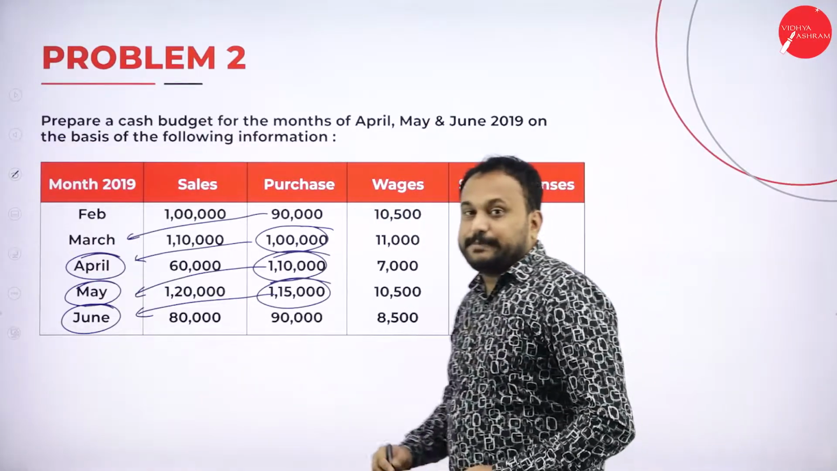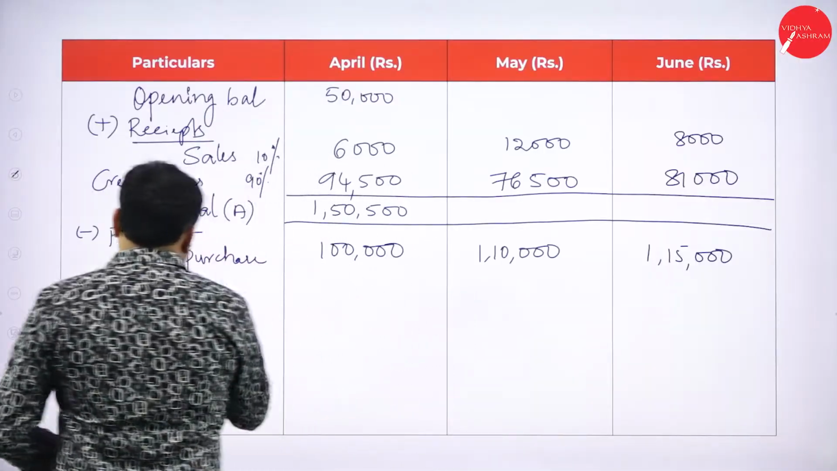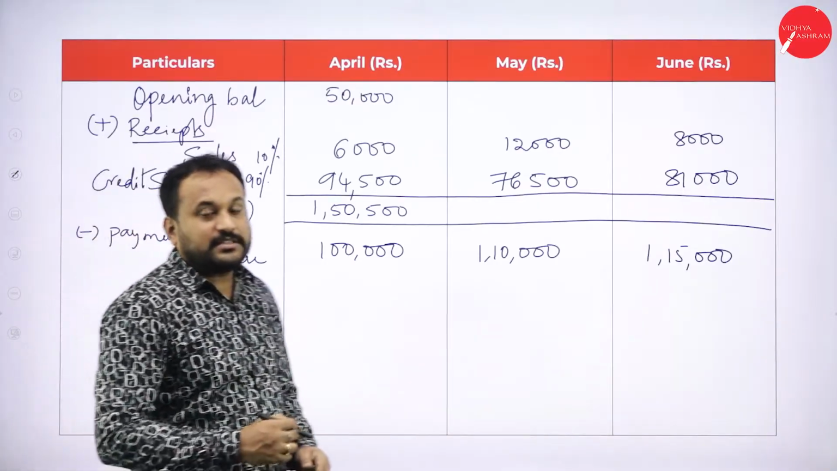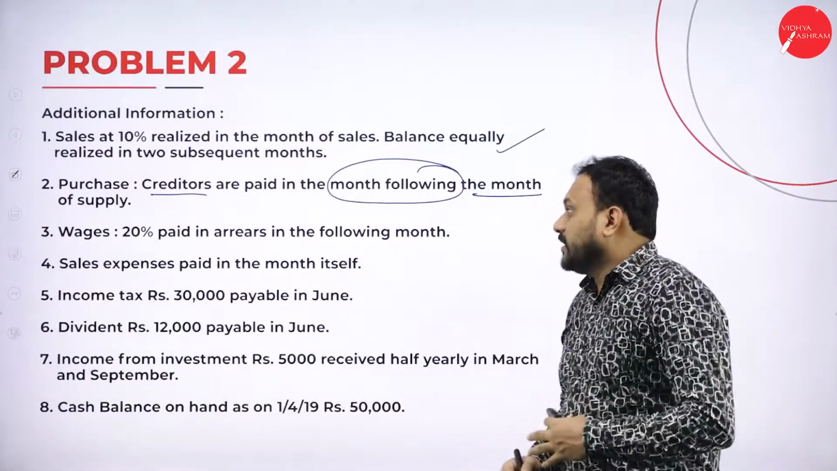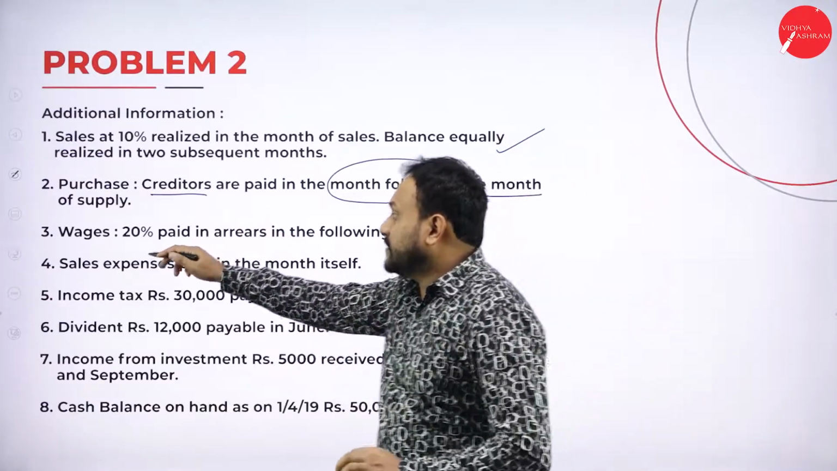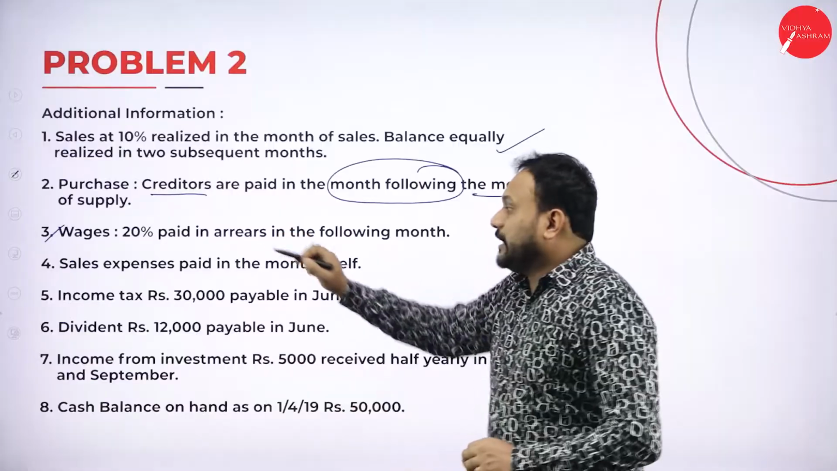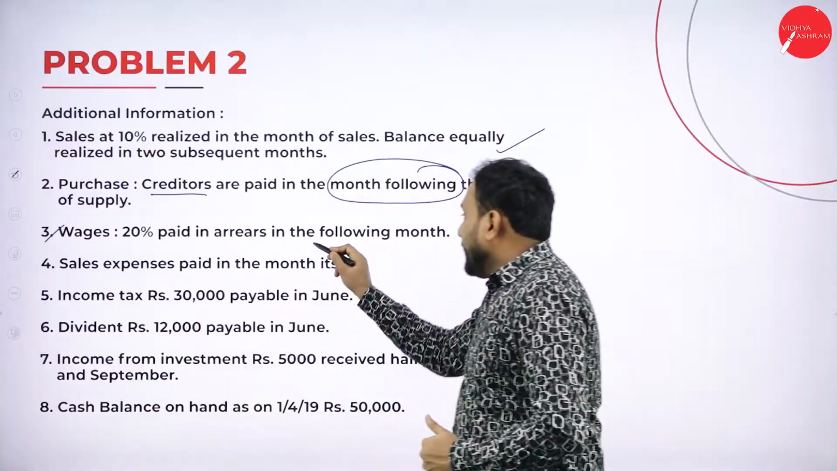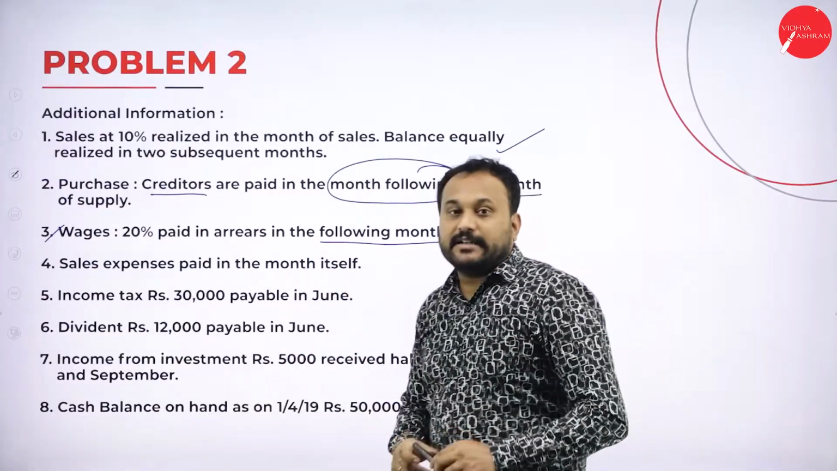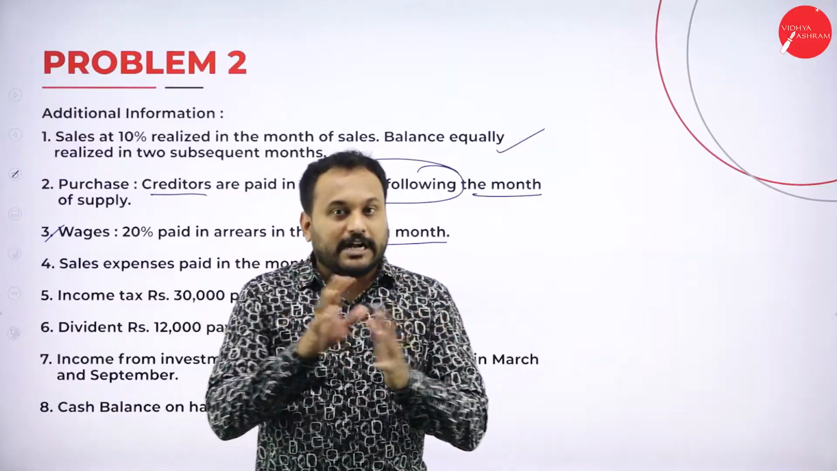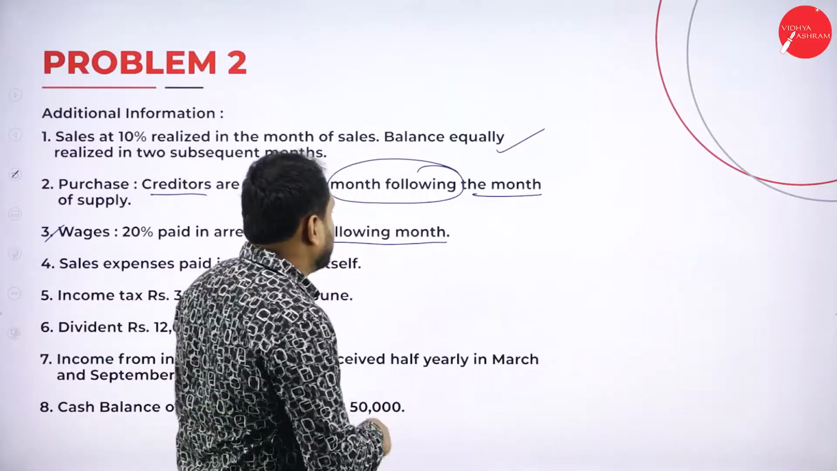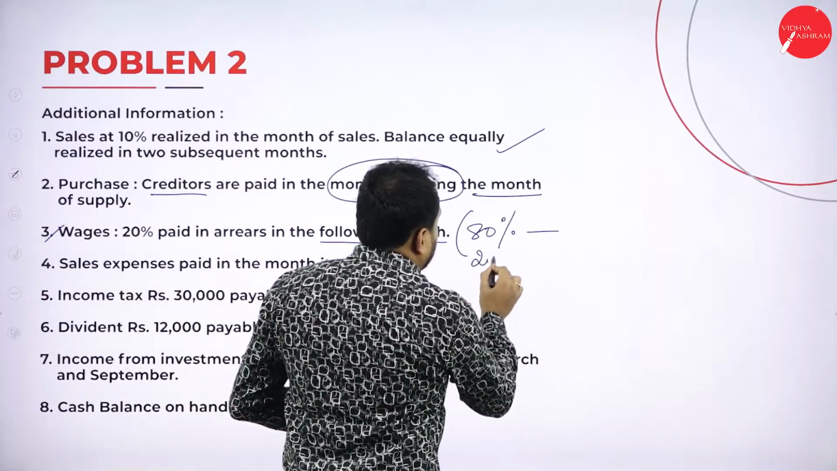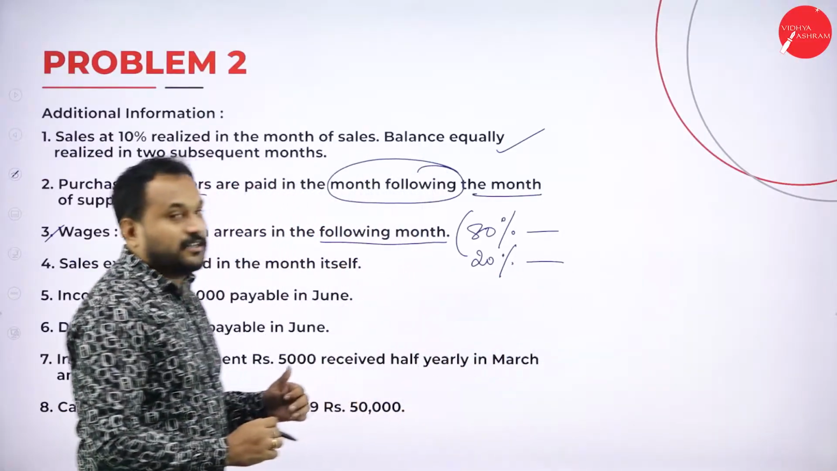Next we have is what? Wages and sales expenses. Let's go with this. After purchase, we have wages. Now when we go with wages, again we need to check in the question what the conditions are. They have said the third condition is what? Wages 20% paid in arrears, in the following month. Now what is this paid in arrears in the sense? Understand, we have total 100%. In that 100%, they have done the breakage, that is 80% and 20%.